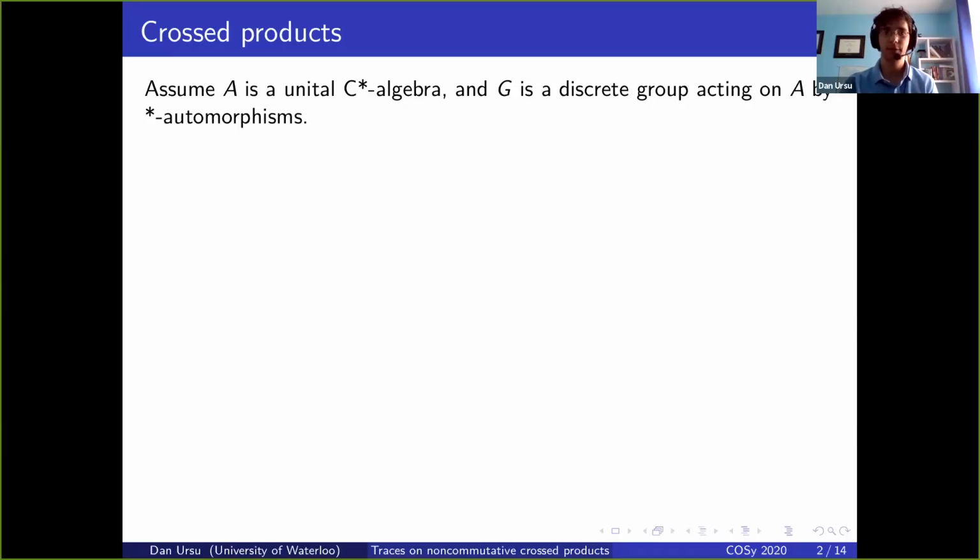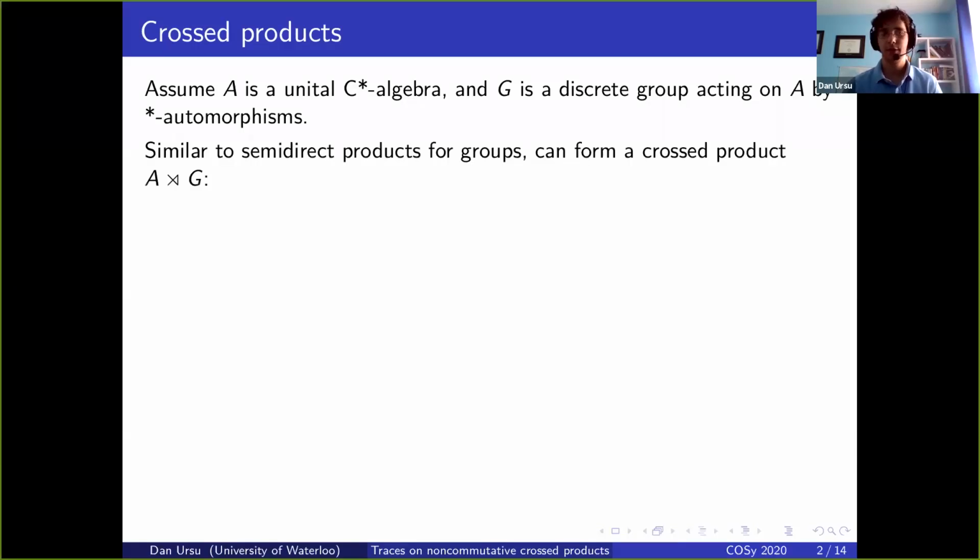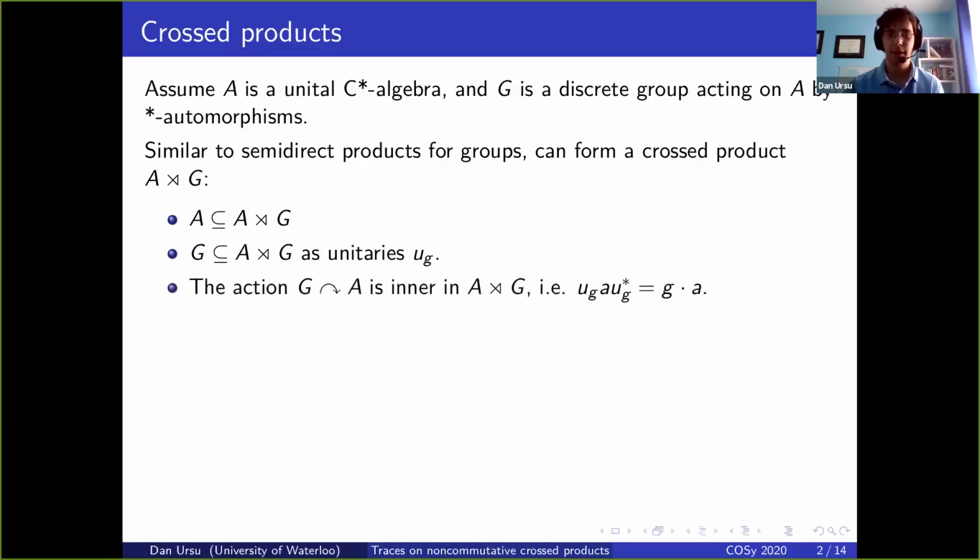So we're always going to be dealing with unital C-star algebras A, and we're going to let G be a discrete group acting on it by star automorphisms. And the cross product is a larger C-star algebra that satisfies a few different properties. And I'm going to lie a little bit because these properties are not the case if A is non-unital or G is non-discrete, but it should contain a copy of A, should contain a copy of G as unitaries, let's just call them U_G, and the action of G on A should now be inner in this larger C-star algebra. So in other words, G acting on A is just A conjugated by U_G.